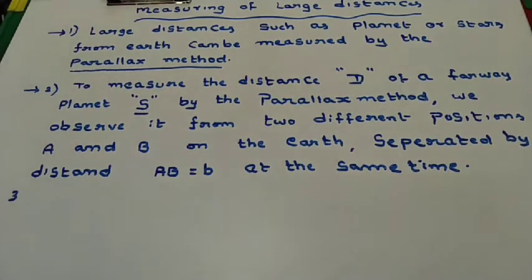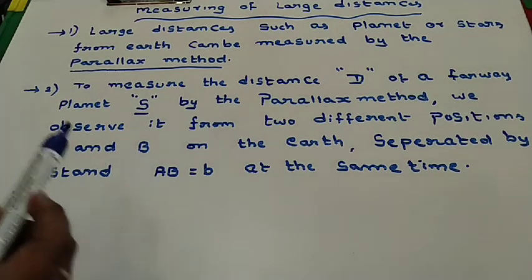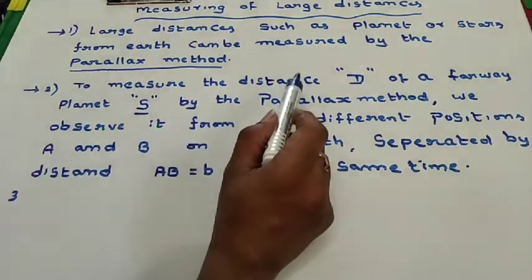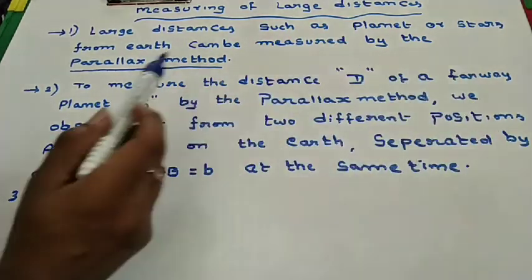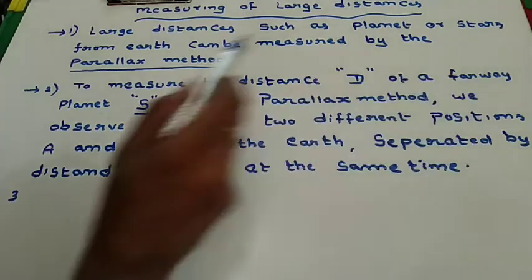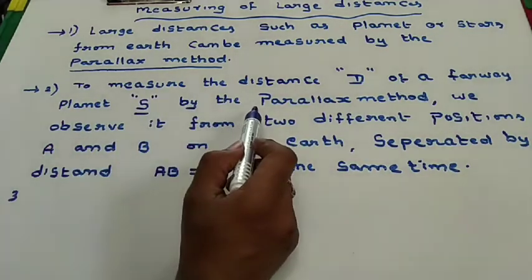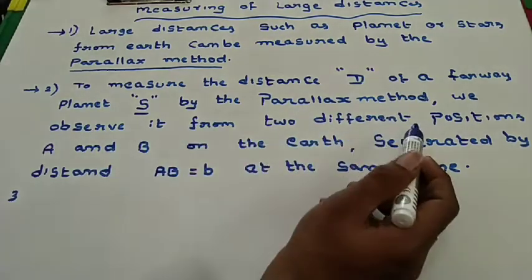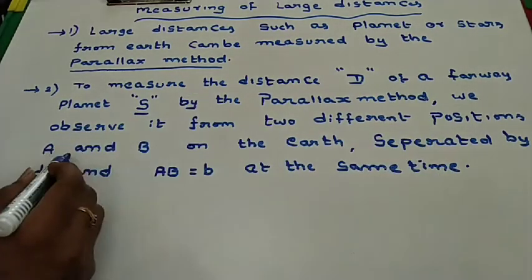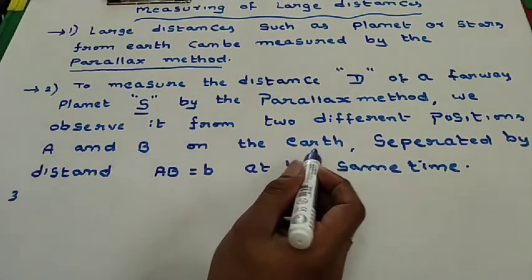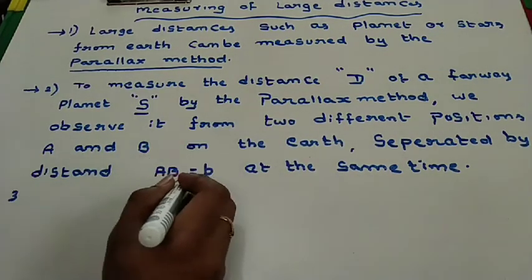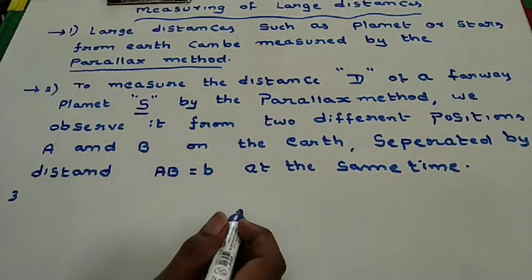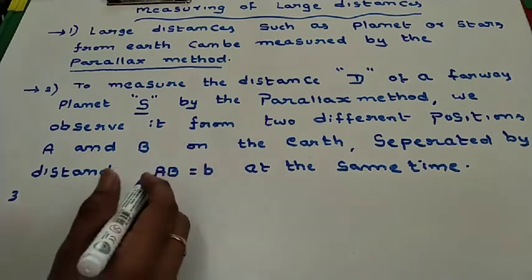Once again, I am repeating this point, my dear students. To measure the distance d of a faraway planet S by the parallax method, we observe it from two different positions A and B on the earth, separated by a distance AB equal to b, at the same time. Now I can draw a diagram to make you understand easily.